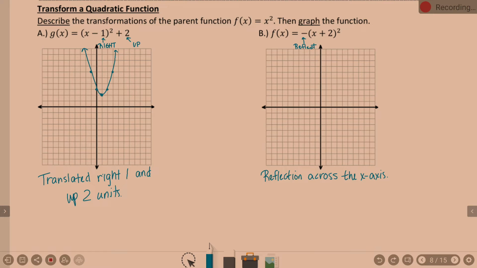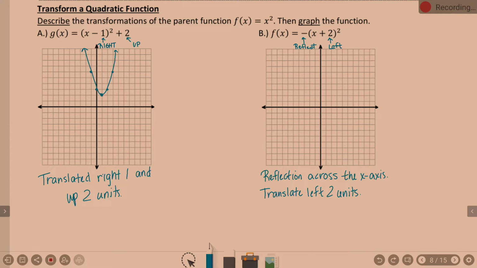What other pieces do we have here? Okay. There's a plus 2 inside the parentheses, so left or right, opposite the sign. So plus 2 is going to tell me to go left 2. And that means we are going to translate left 2 units. Anything else? We got to do something with that exponent.